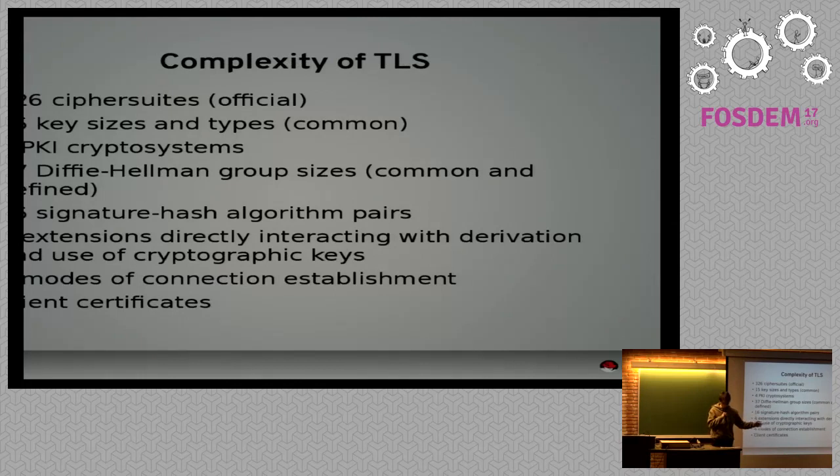That made TLS very complex. Currently, we have over 300 cipher suites, just the official ones. There are also unofficial ones used by a very small minority of clients and servers. We commonly use about 15 different key sizes and types. That includes basically 4 different crypto systems. Commonly, they are used something like 37 different Diffie-Hellman groups, 16 signature and hash algorithm pairs. It's a complex protocol, and most of it is a mess.